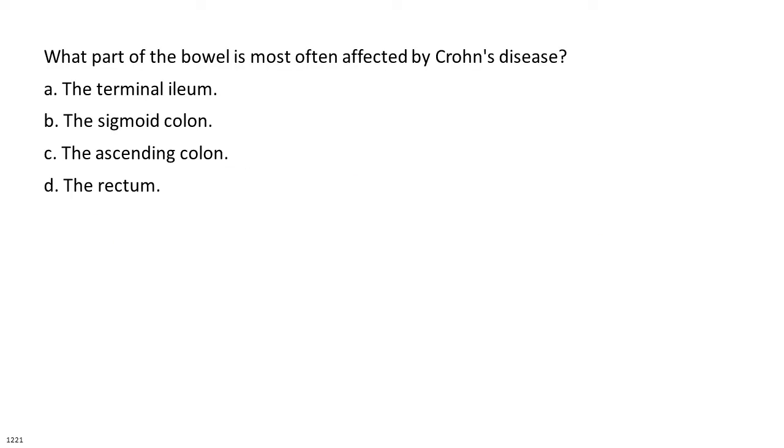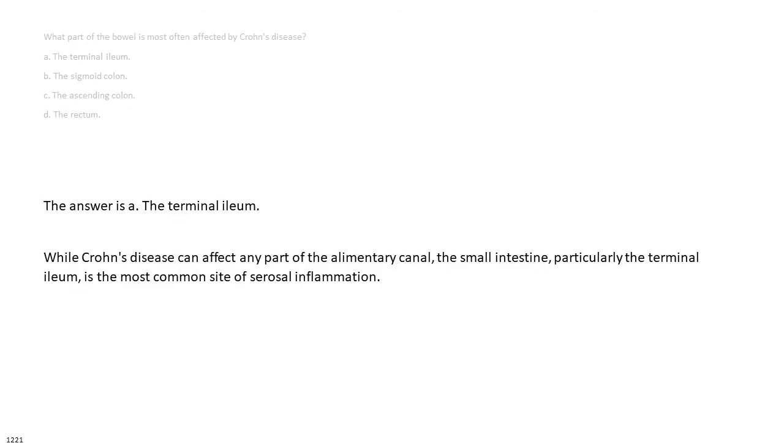What part of the bowel is most often affected by Crohn's disease? A. The terminal ileum. B. The sigmoid colon. C. The ascending colon. D. The rectum. The answer is A. The terminal ileum.